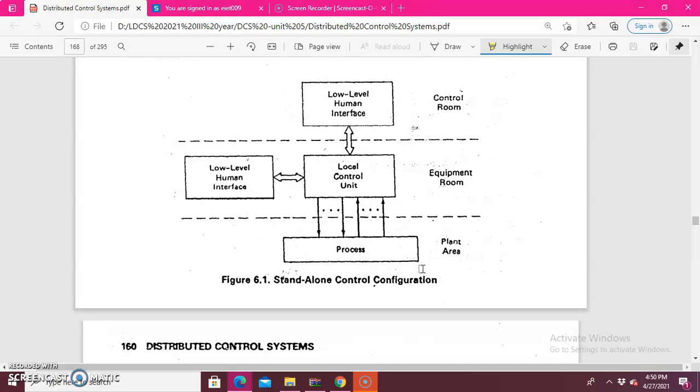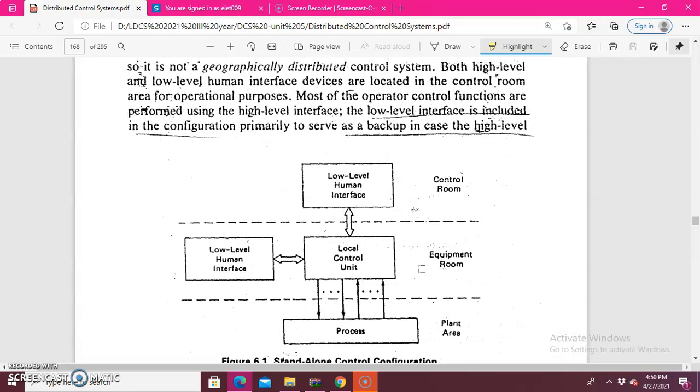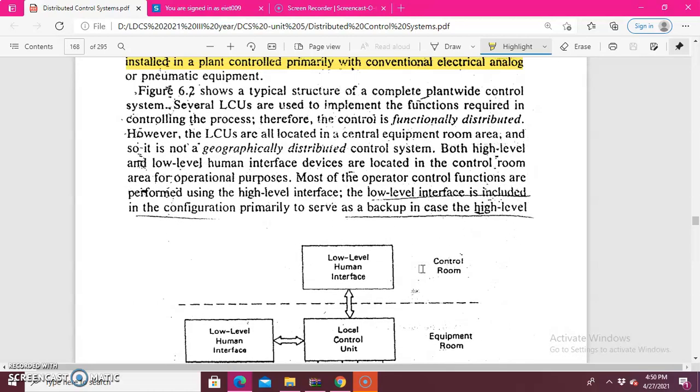So the plant area, which is the one we used to call the process or equipment room, consists of LCU with low level human interface. Then your control room is again low level human interface. So LLHI is used in the control room as well as the equipment room.